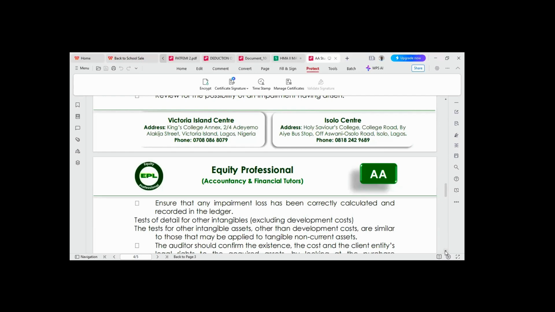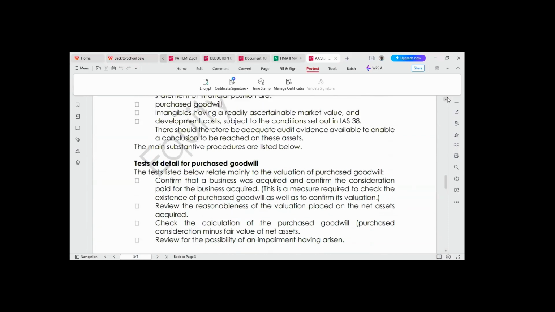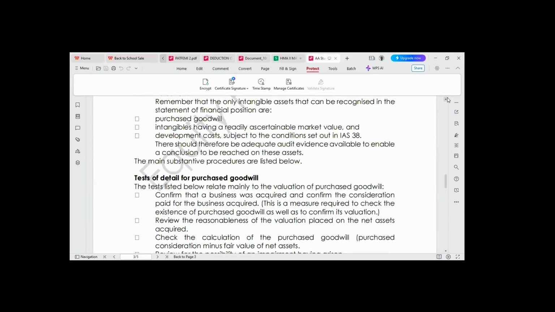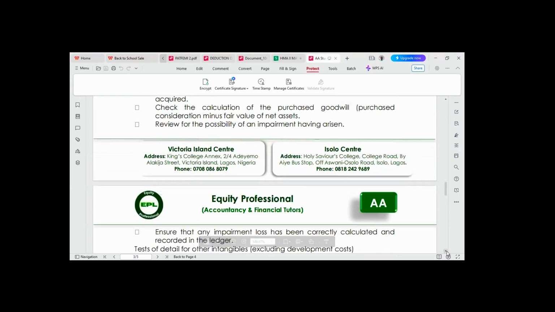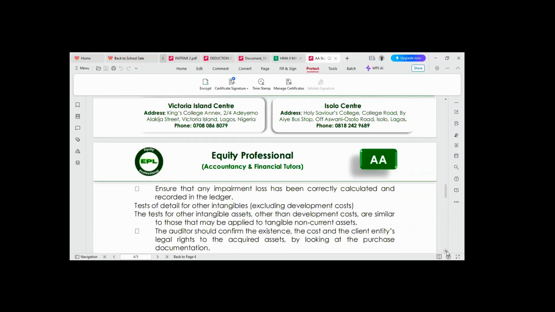Here, they are excluding development cost. Let's go up so that we understand. Sorry, what they are looking at is this: intangibles having a readily ascertainable market value. That's what they are referring to, because they have not talked about the development cost yet.